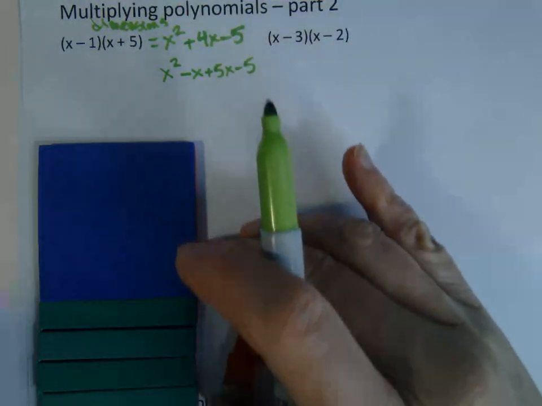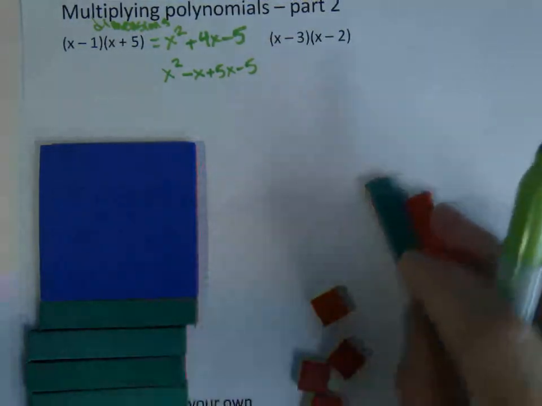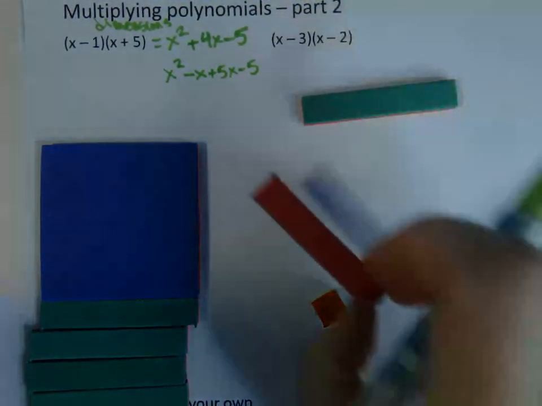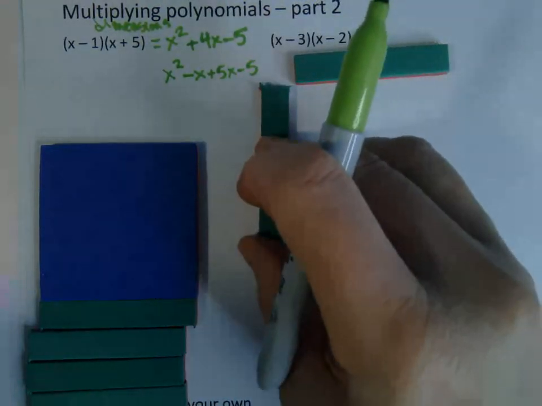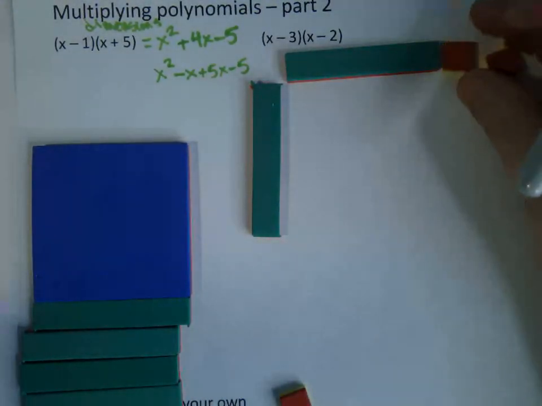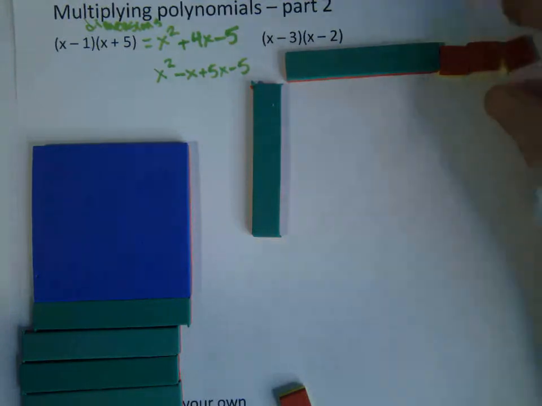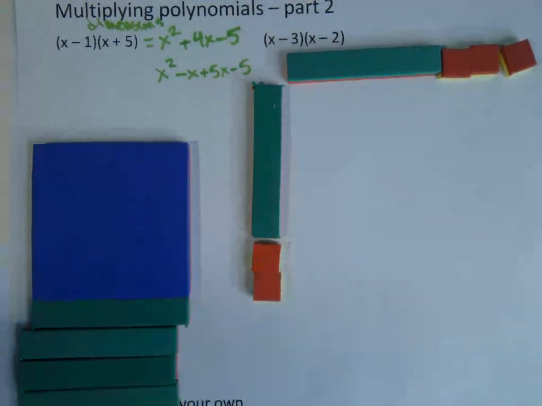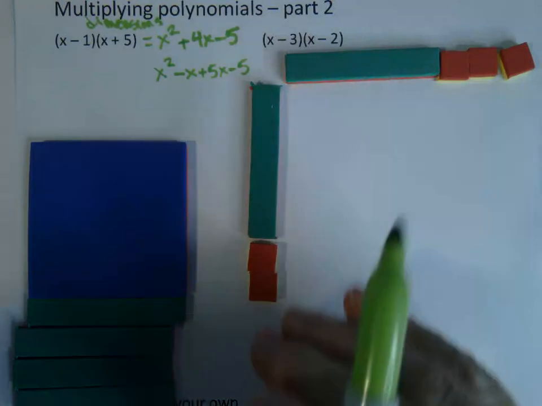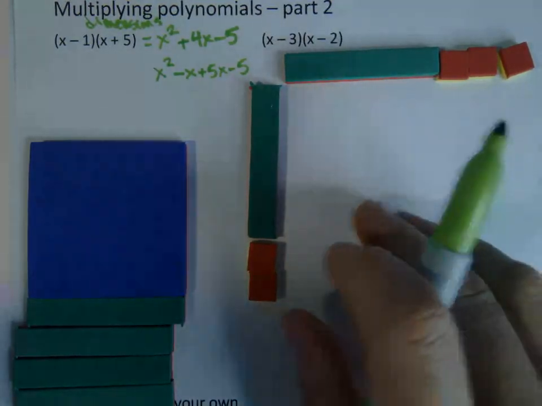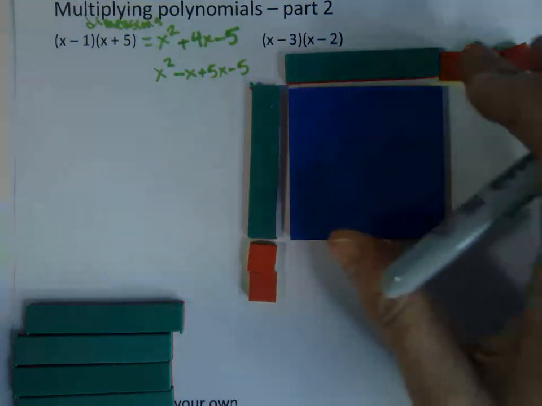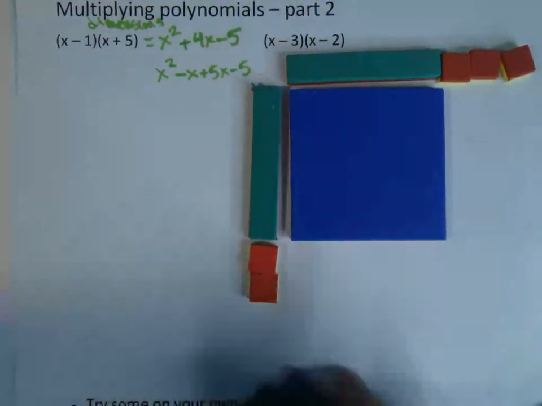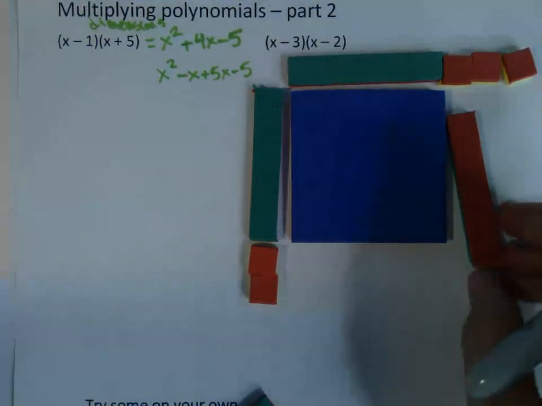Okay, let's try the next one. We want to create a rectangle, which is x minus 3 wide, and x minus 2 high. Those are the dimensions, but now we want the area. So x by x is x squared. Negative 3 by x is negative 3x.